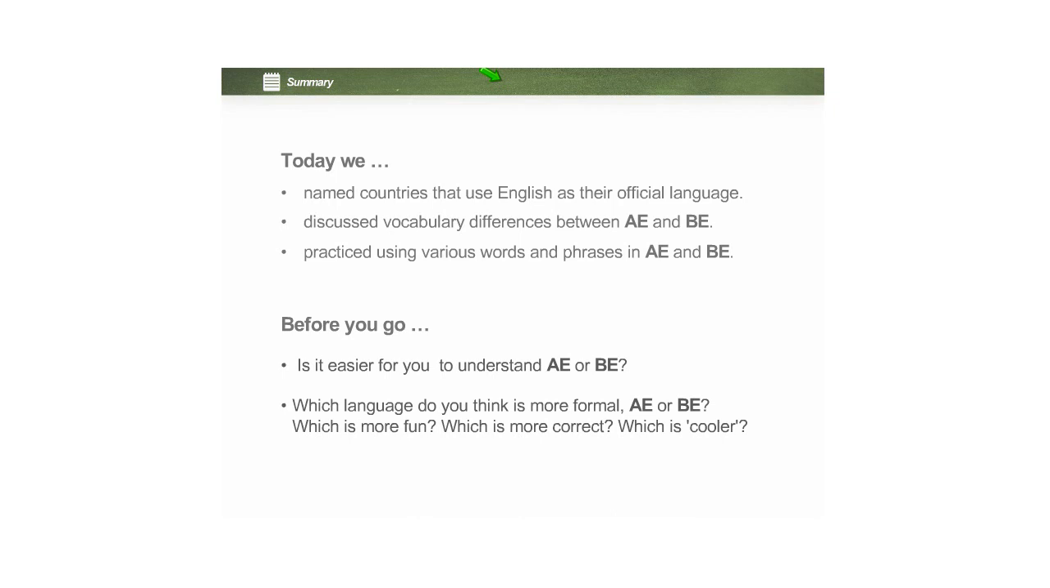Okay, and one more question. You said that the Cambridge exam doesn't accept American English. Could you give an example of an exam which accepts American English? No, I can't. Only American exams, I suppose. You know IELTS?